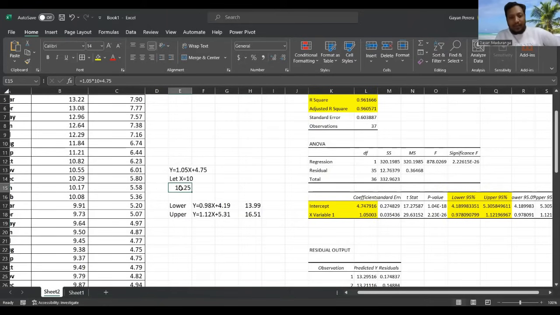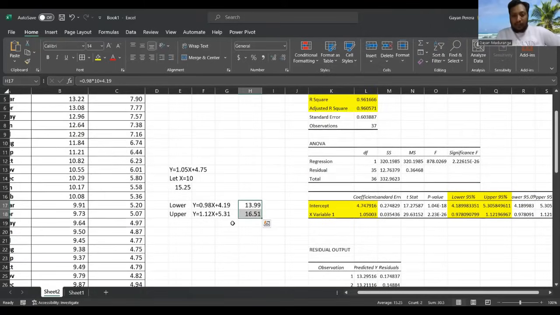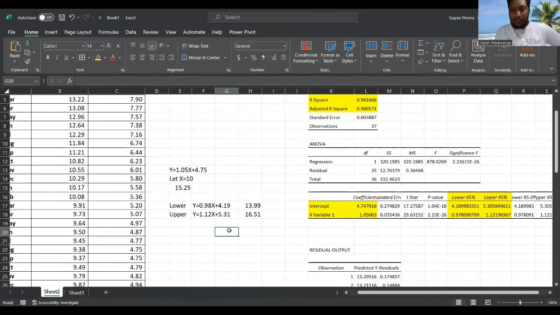And this is a single value. This is an interval. I think you understood it. And I will upload this Excel sheet in a document section for you to download and to get the reference.